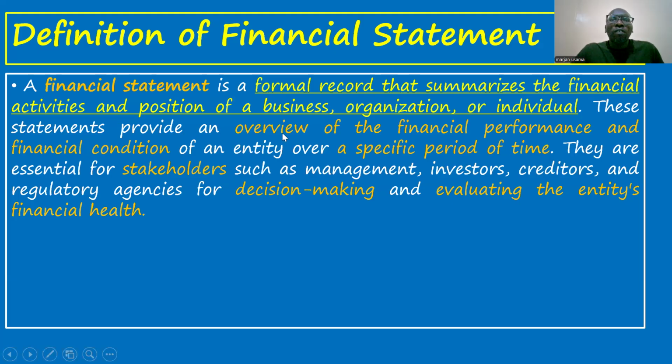So these statements provide an overview. An overview means a snapshot of the financial performance and financial condition. Condition is the same as position of an entity. Entity means business or organization, over a specific period of time. For example, if you're preparing a balance sheet, then it has to be maybe of the 2024, 2025 financial year. So these financial statements have a specific period.